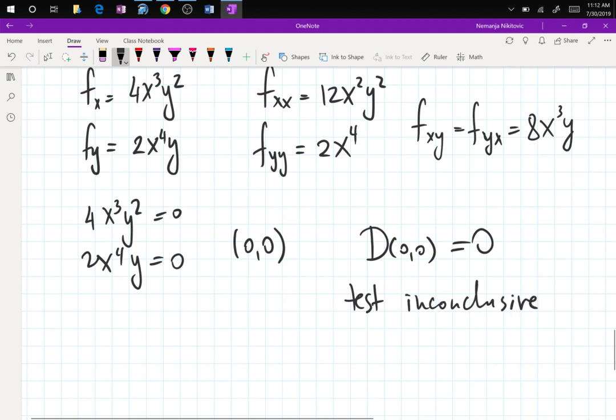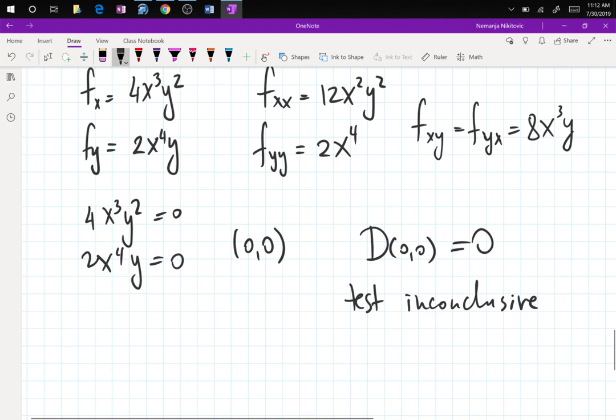You have to have D larger than 0 to get either a min or max, less than 0 on D to have a saddle point, and if you have equal to 0, the test is inconclusive. Now, if the test is inconclusive, does that mean we are done with the problem? No, right? Because we would still like to know what's happening at 0, 0. Is it a min? Is it a max? Is it a saddle point?